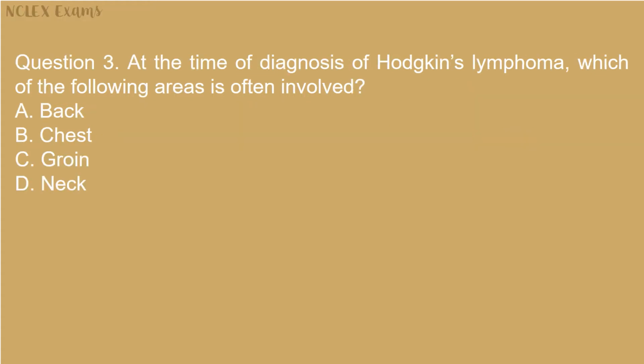Question 3. At the time of diagnosis of Hodgkin's lymphoma, which of the following areas is often involved? A. Back. B. Chest. C. Groin. D. Neck.